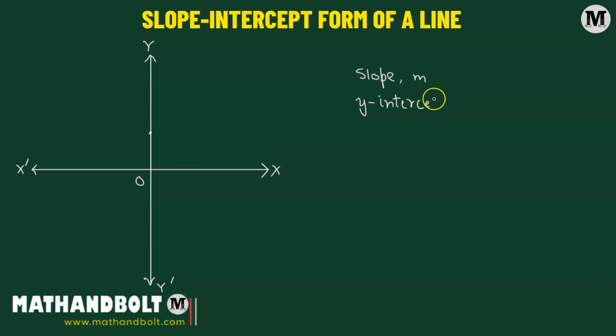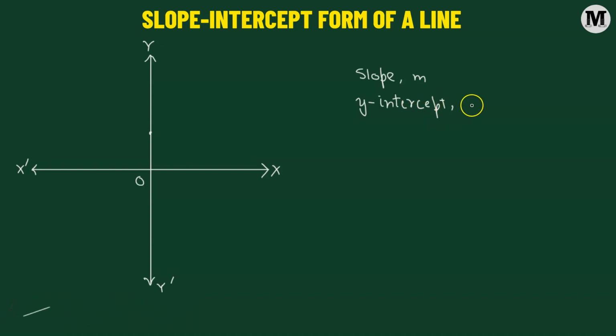So we're going to denote the y-intercept by the letter c. Sometimes it's also represented by the letter a in some textbooks. For this particular case, I'll be using c. Now, the y-intercept is the distance from the origin of the point where the line intersects the y-axis. To understand this, let us consider a line.